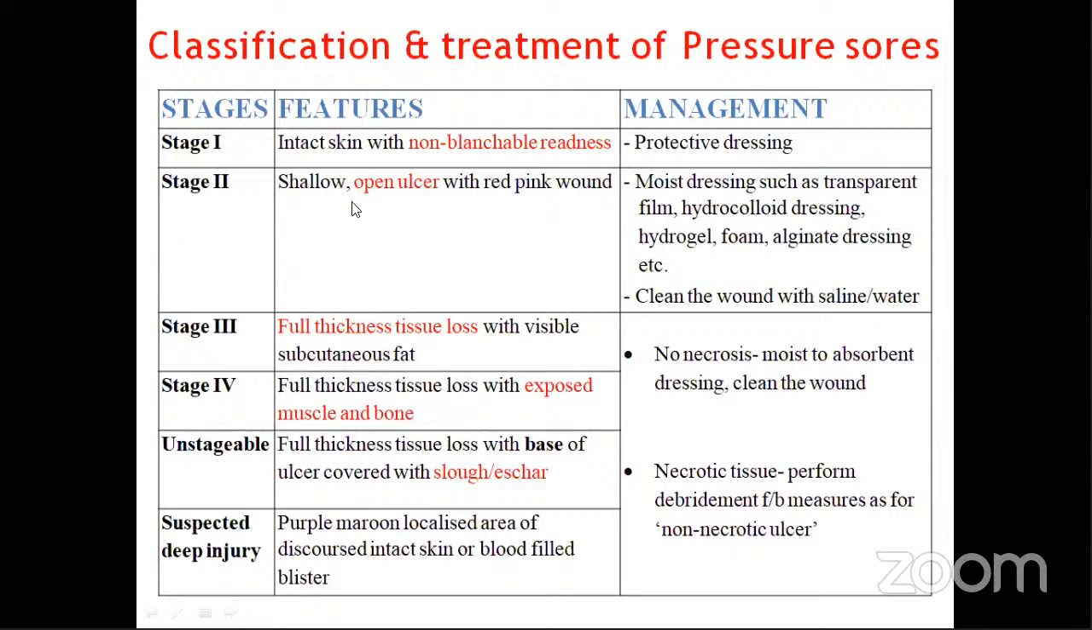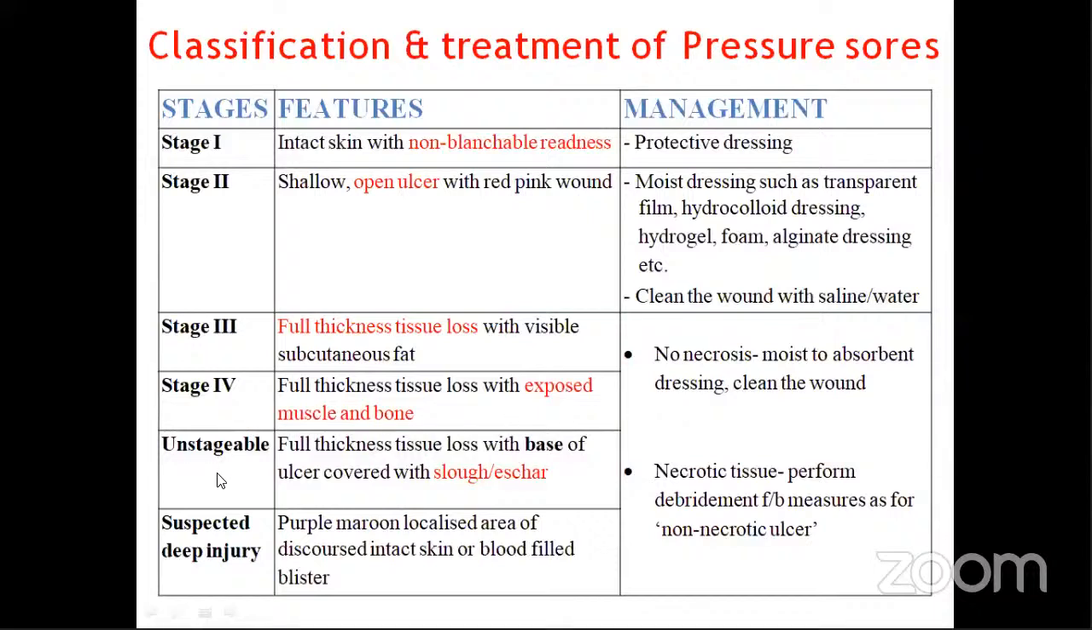Stage 2 is a shallow open ulcer with red-pink wound. Here, after cleaning the wound with saline and water, use moist dressing. It can be a transparent film, hydrocolloid dressing, hydrogel, foam, or alginate dressing, whatever is available with you. Stage 3 is a full thickness tissue loss with visible subcutaneous fat, and stage 4 is full thickness tissue loss with exposed muscle and bone, much deeper. In both these conditions, clean the wound, and again, moisture absorbent dressing should be applied if there is no necrosis.